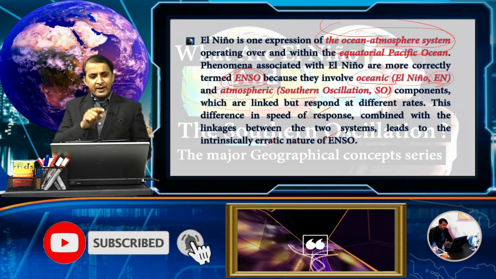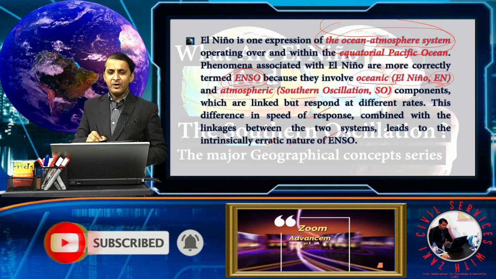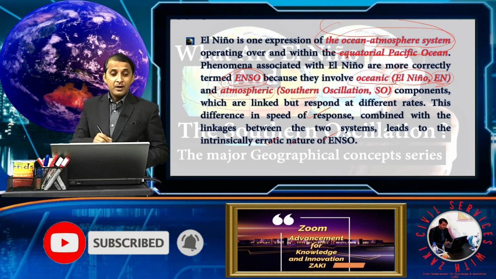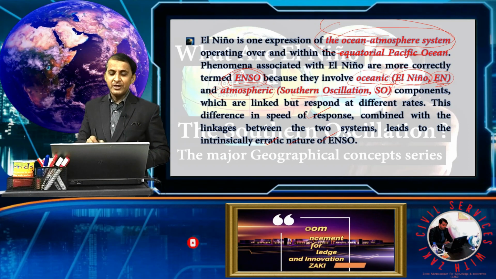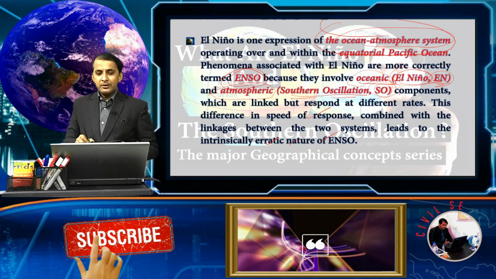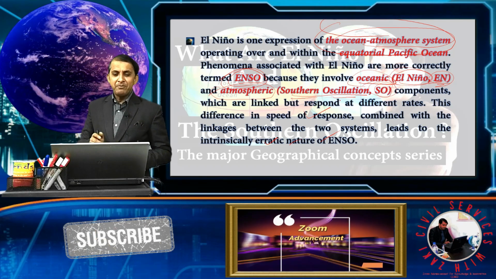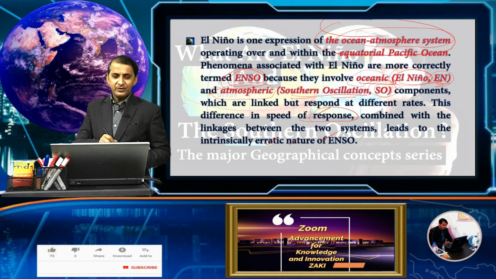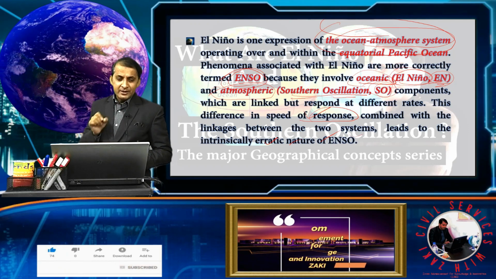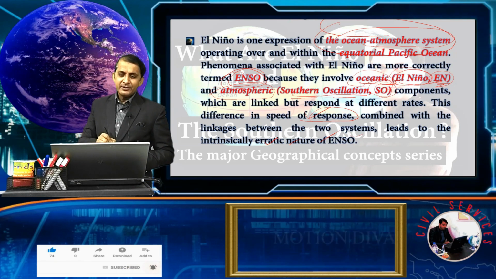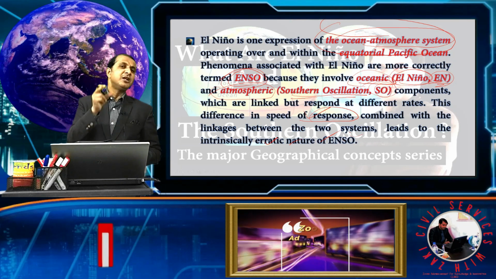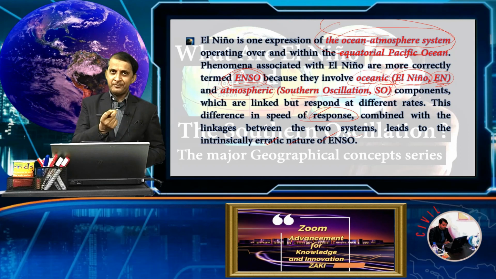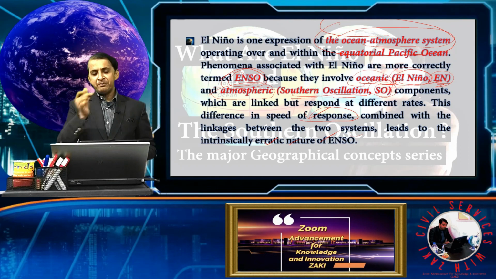El Nino is more correctly termed ENSO because it involves the oceanic part, El Nino, which we can call EN, and the atmospheric part, the Southern Oscillation, SO. These components are linked but respond differently. This difference in the speed of response, combined with the linkage between the two systems, leads to the interestingly erratic nature of ENSO. You cannot easily predict ENSO, but due to the best technology and satellites, we can now predict it.